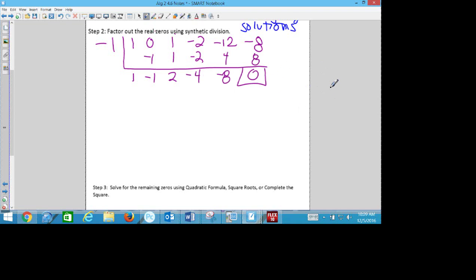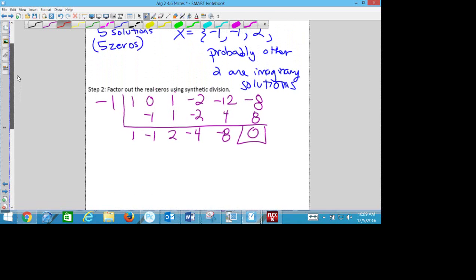Now, it should be 0 if it really was a zero. So if that doesn't end up at 0 at the end, you've either done something wrong in your synthetic division, or maybe it didn't really pass through that number. Okay? Now, I'm not going to write out the equation, because I'm going to use synthetic division again, so I only want the coefficients. This time we're going to use synthetic division with the second answer. What's the second answer?